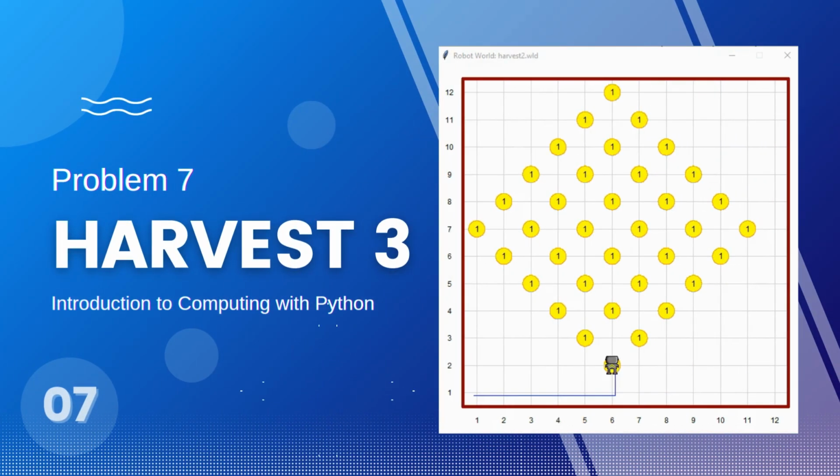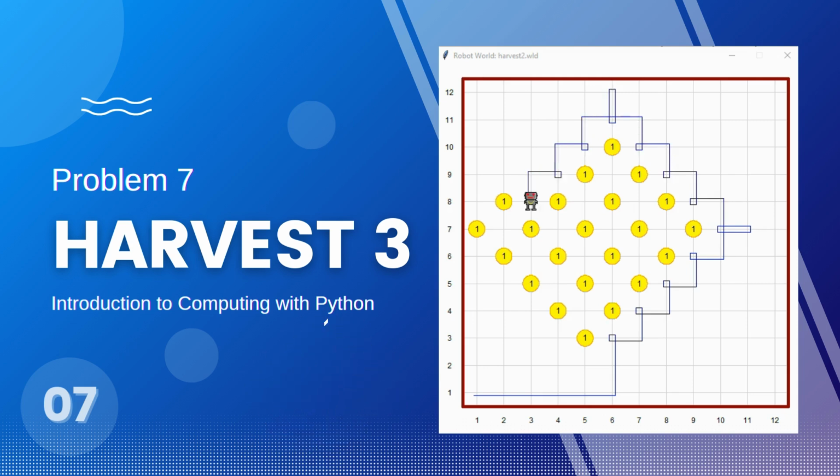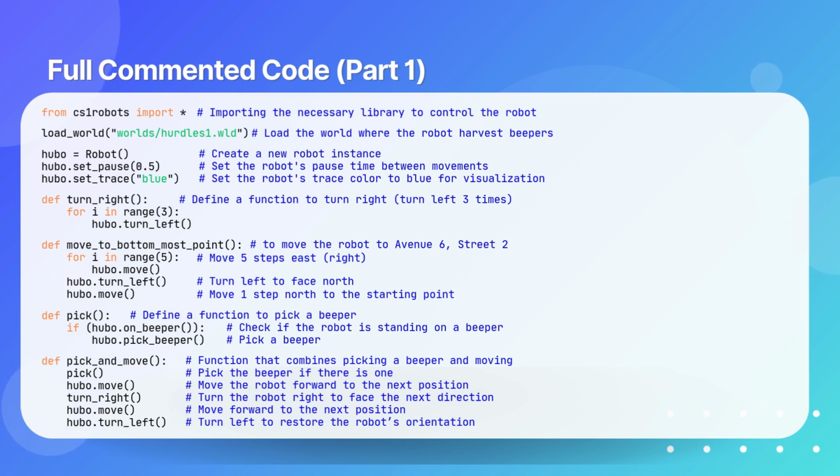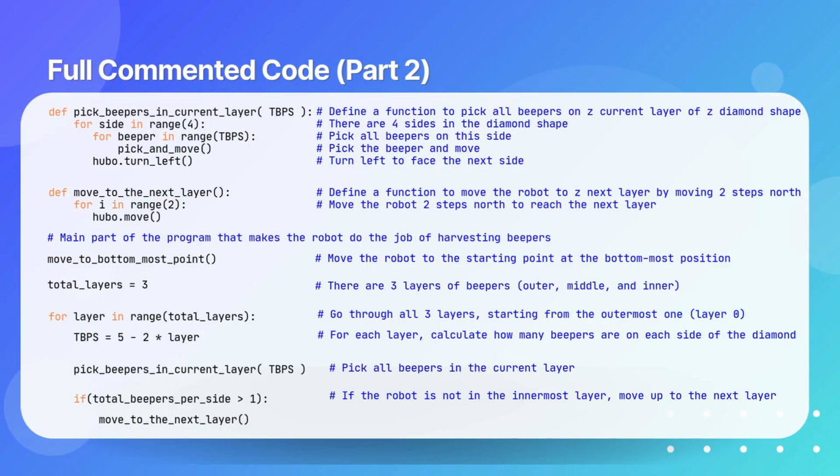With all of this set up, the robot will navigate through the garden, collecting beepers from each layer of the diamond-shaped arrangement. Starting from Avenue 6, Street 2, the robot will carefully move through each layer, picking up beepers as it progresses towards the bottommost points of the outer, middle, and inner layers. By following the defined steps, the robot ensures that it successfully harvests all the beepers while transitioning smoothly from one layer to the next, finishing its task efficiently.